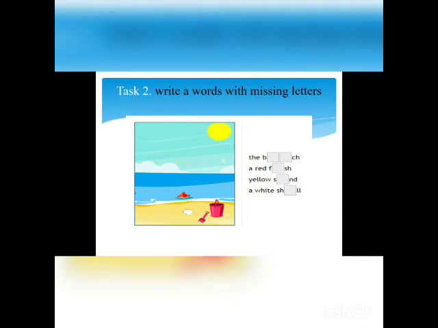First, shell. Second, beach. Third, duck. Fourth, frog. Fifth, mouse. And 6, fish. Good job, learners. Let's do the next task. Task number 2. Write a words with missing letters. Let's start.